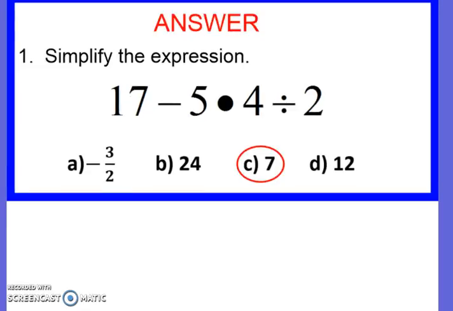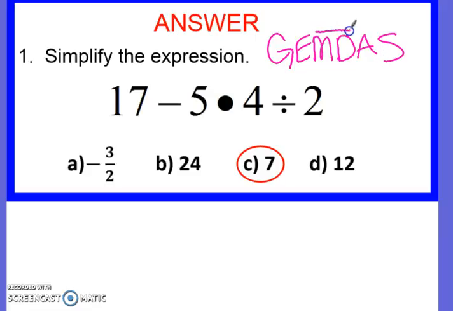The answer is C. So yes, you can use your calculator. I highly encourage you to use your calculator. But let's just talk about what the actual rules are. So if you remember GEMDAS, that stands for G is for grouping, E is for exponents, multiply and divide, left to right, add and subtract, left to right, as you see it.